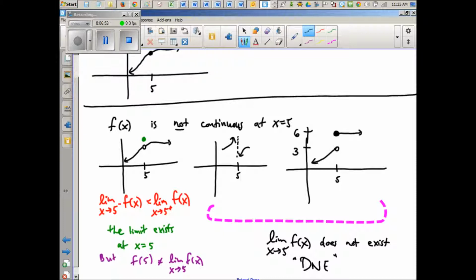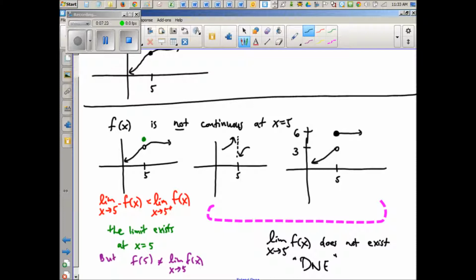From the left, from the right, we have what? Different y destinations, right? So there's no way on earth you could ever draw this without lifting your pen, because as you come from the left and the right, it's different y coordinates. So how in the world could you pass through that point? You can't. You have to lift your pen. There's no two ways about it. So these are all discontinuous for some reason or another.